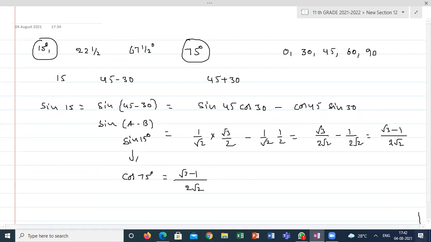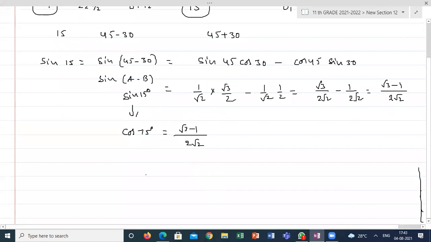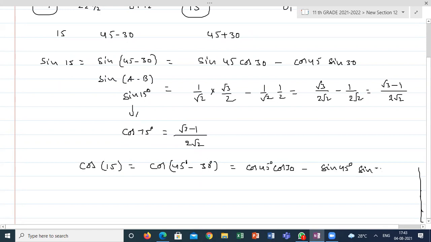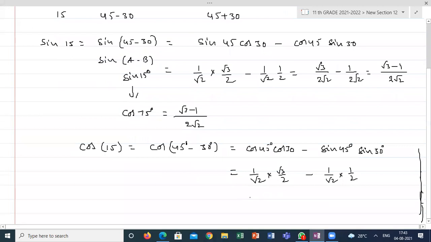The same way, if I am calculating cos 15, I can use the same method. Cos 15 is how much? Cos of 45 minus 30. This will be cos A cos B minus sin A sin B. Cos 45 is 1 by root 2, cos 30 is root 3 by 2, minus 1 by root 2, sin 30 is 1 by 2. How much are you getting here? Here also I am getting root 3 minus 1 by 2 root 2. Is it correct? Correct, sir. Root 3 by 2 root 2.